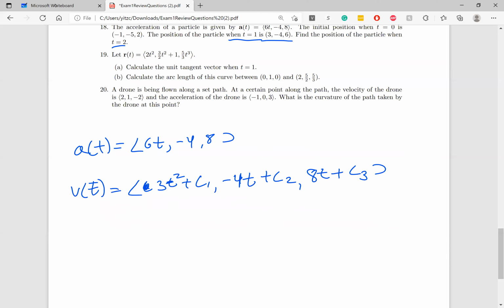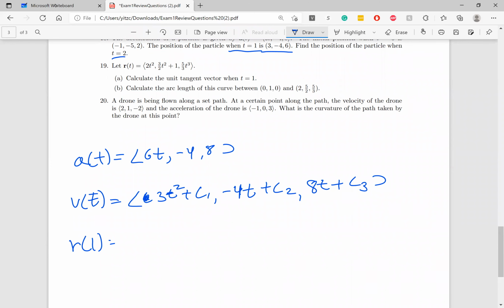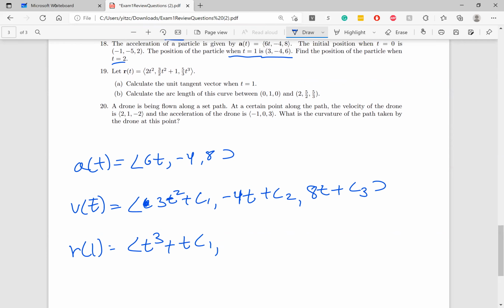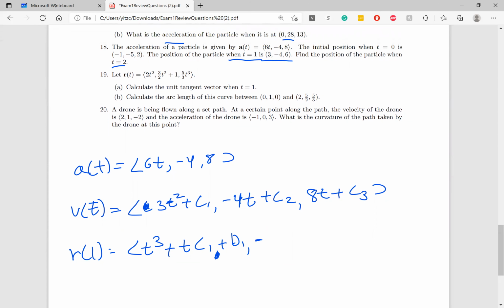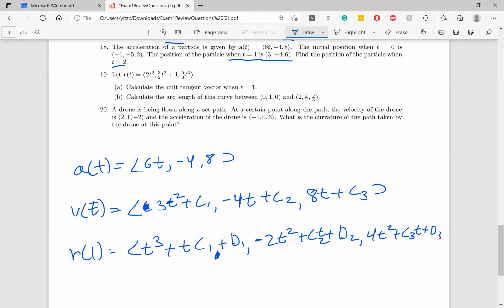And then your position R of t is going to be t cubed plus t c1 plus d1. And for the second part, you're going to get -2t squared plus c2 t plus d2. And for your last one, you're going to get 4t squared plus C3 t plus D3.